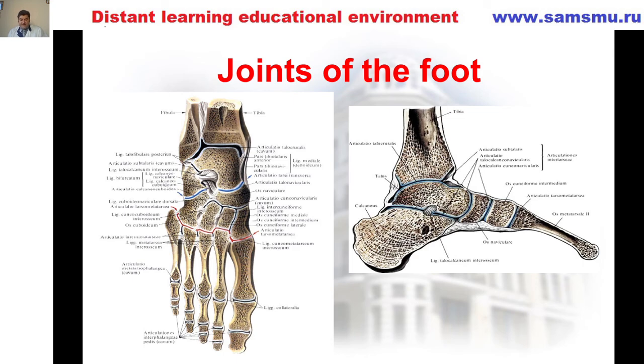The interphalangeal joints, you may see on this picture, articulationes interphalangeae, do not differ in structure from the similar joints of the hand. It should be pointed out that synostosis of the distal and middle phalanges of the little toe is often encountered.